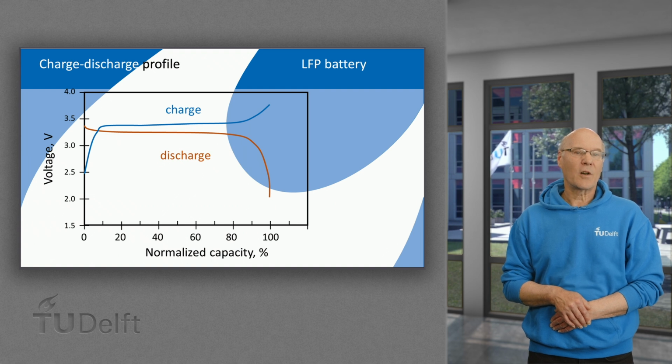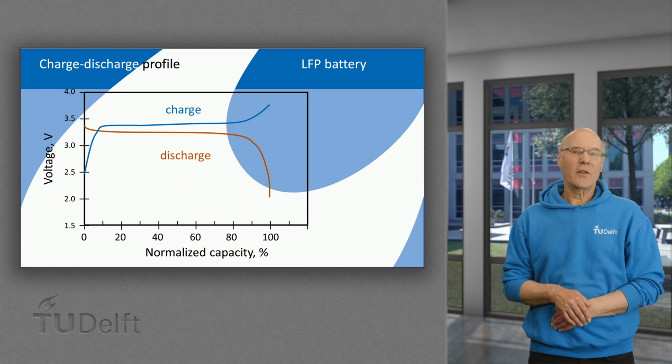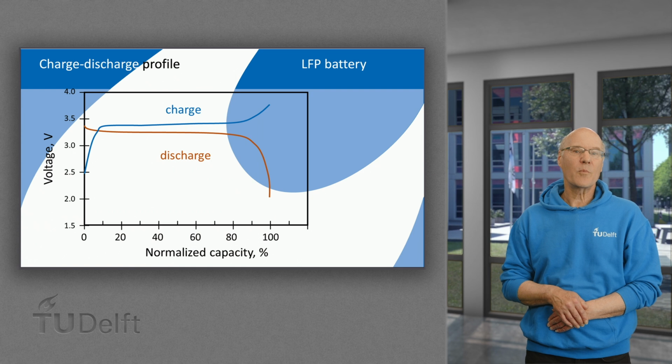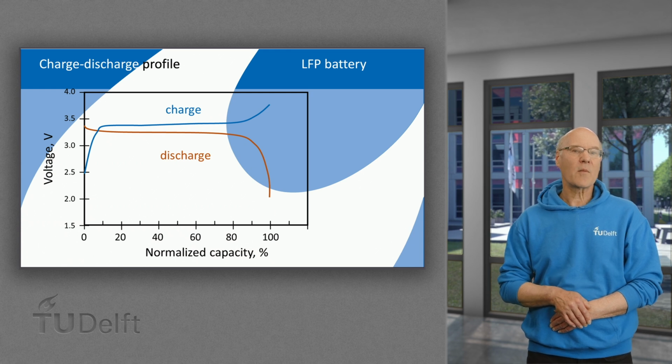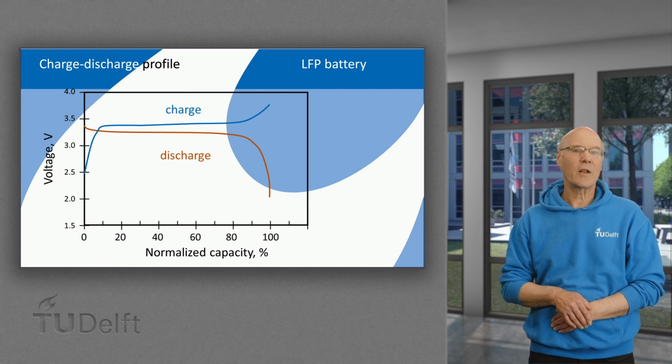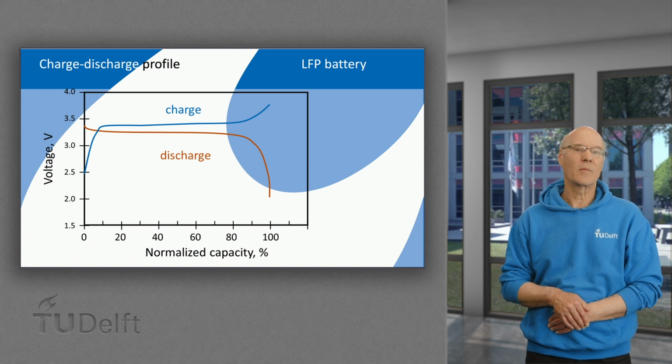To avoid damage of the cell or battery, the charge and discharge voltages are limited. For a lithium iron phosphate battery, the maximum charge voltage is 3.75 volt and the minimum discharge voltage is 2.0 volt. These limits depend on the various chemistries of each battery and are adjusted to optimize the cycle life and lifetime of the battery, and as such are included in the battery management system.